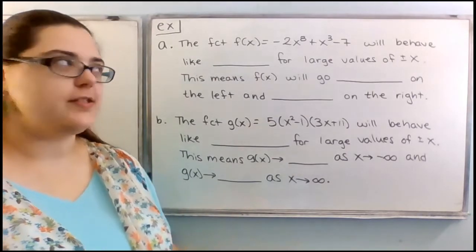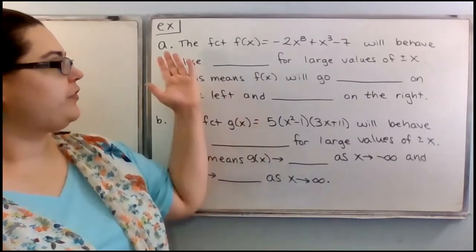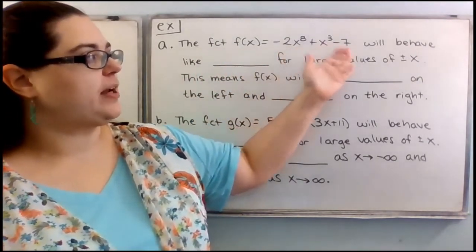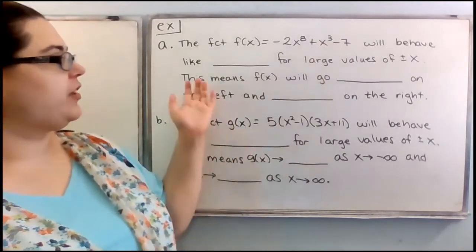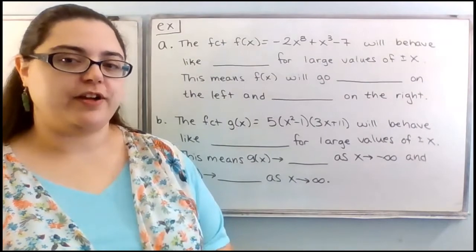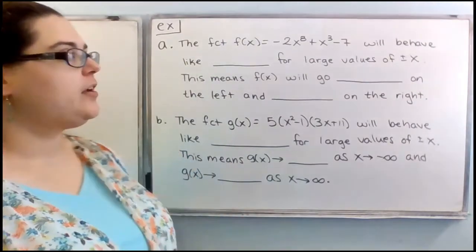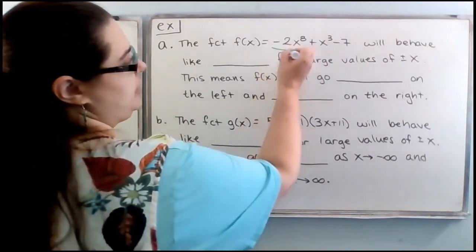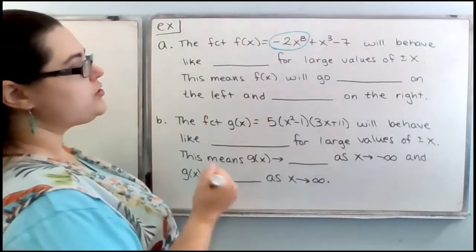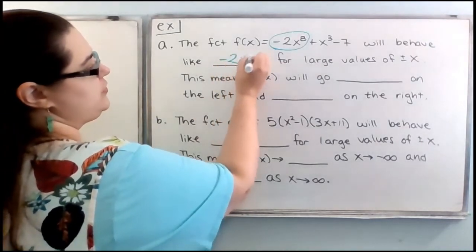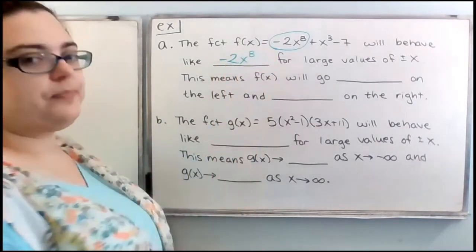of these polynomials. So the function f of x equals negative 2x to the 8th plus x cubed minus 7 will behave like a power function. To find the power function, we have to figure out the leading term. Because this is written for us in standard form, the leading term is pretty easy to find. So this function is going to behave like the power function negative 2x to the 8th.